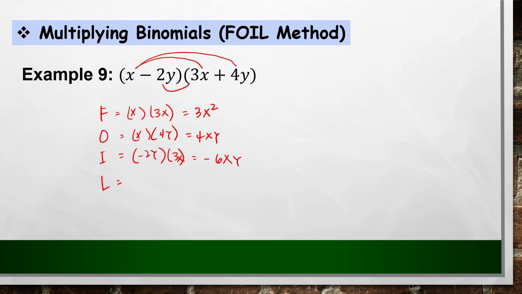L, last terms, that's negative 2y and 4y. So negative 8y squared. Combine the two terms in the middle. That's 4 minus 6. That's negative 2xy. So the final answer is 3x squared minus 2xy minus 8y squared.